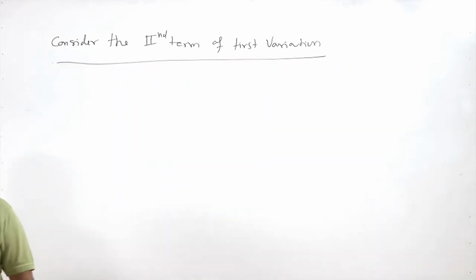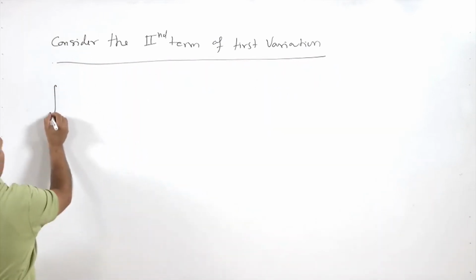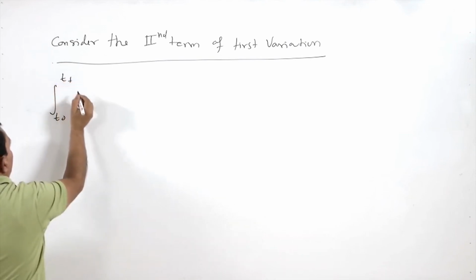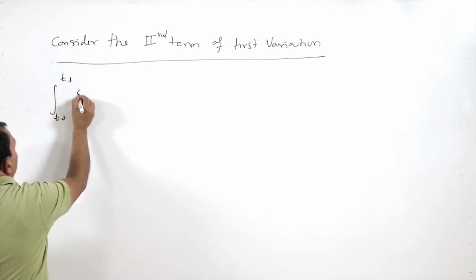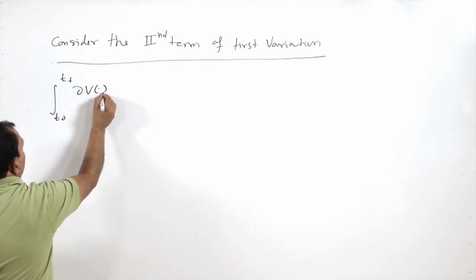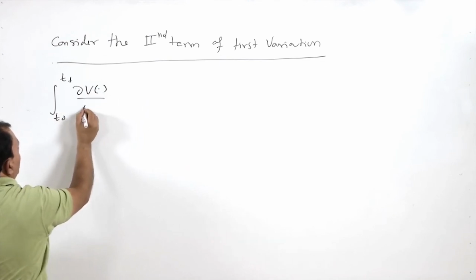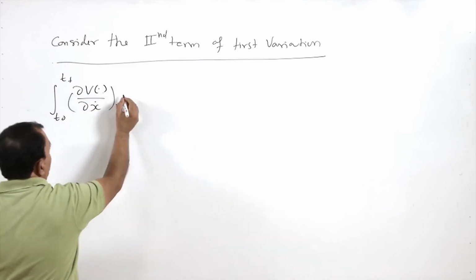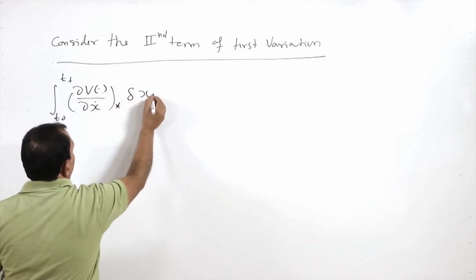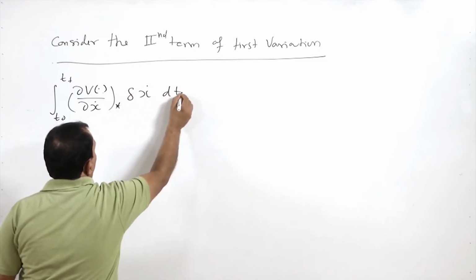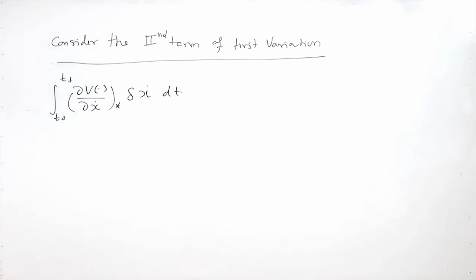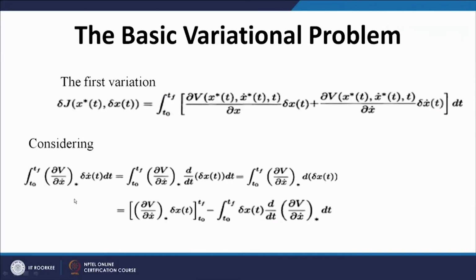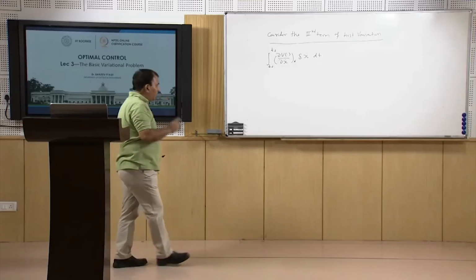And what is my second term? That is the integral from T0 to Tf of del V by del x dot, at the optimal point, into delta x dot dt. So, we are considering only this term, del V by del x dot delta x dot, and this we are integrating by parts.